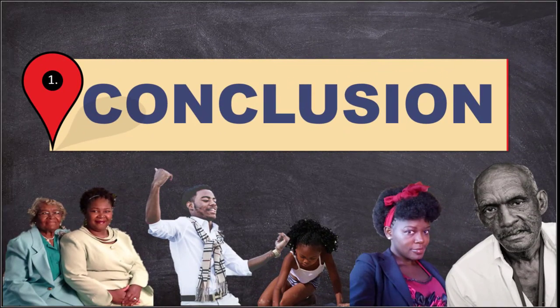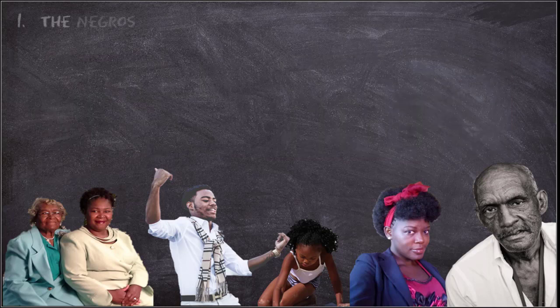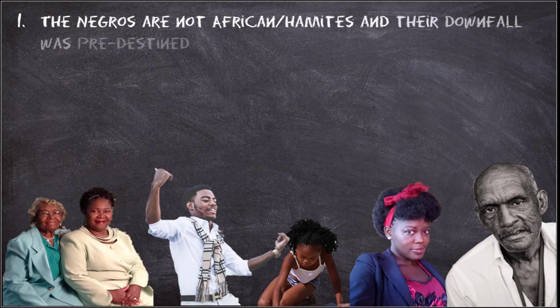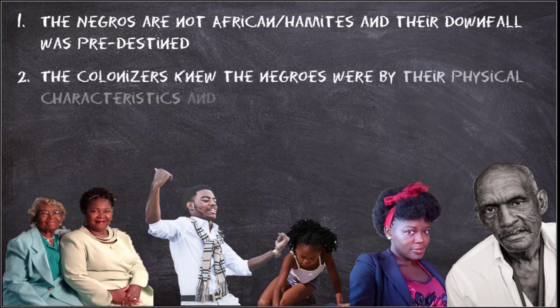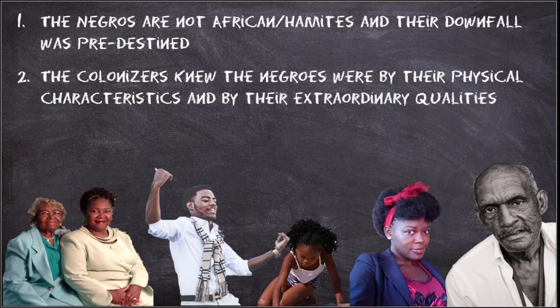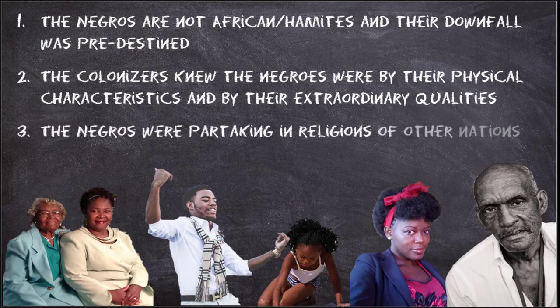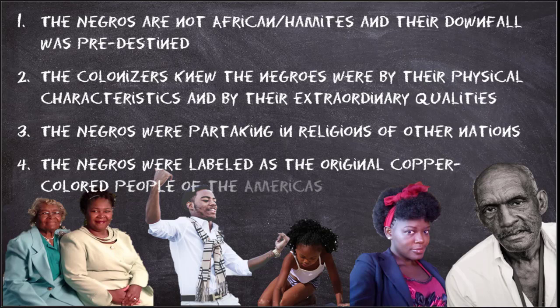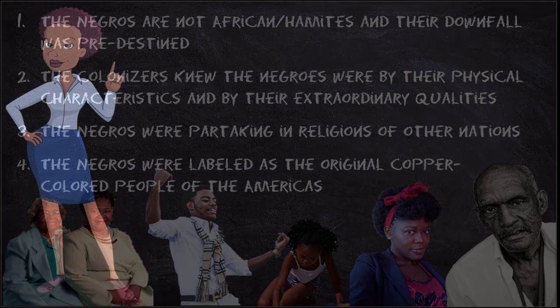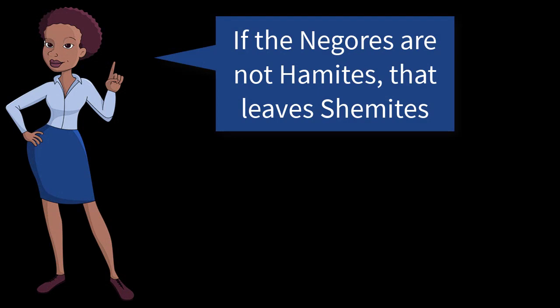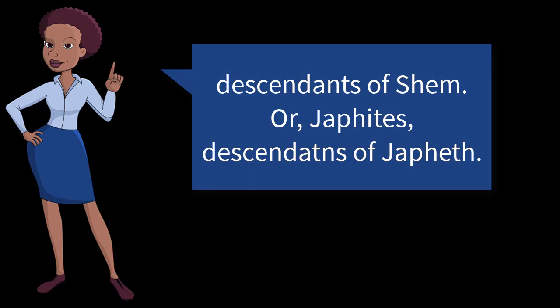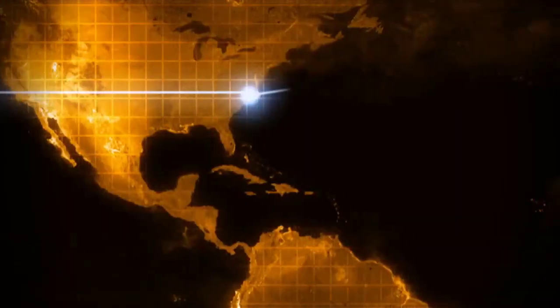This concludes our evidence at stop one. We have learned that the Negroes are not African Hamites, and their downfall was predestined. The colonizers not only knew who the Negroes were by their physical characteristics, but by their extraordinary qualities which separated them from other dark races. Because the Negroes were partaking in religions of other nations, their fate was sealed, their destruction imminent, and the Negroes were labeled as the original copper-colored people of the Americas. One last thought. If the Negroes are not Hamites, that leaves Shemites, who are descendants of Shem, or Japhites, who are descendants of Japheth. Thank you for flying Quest Airline.